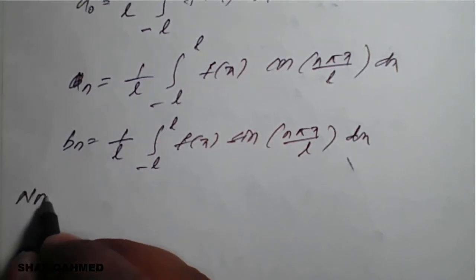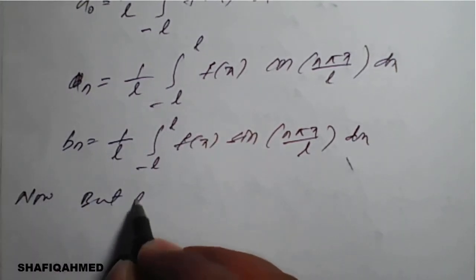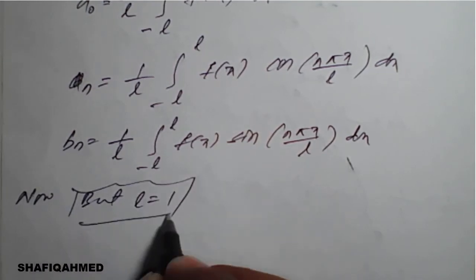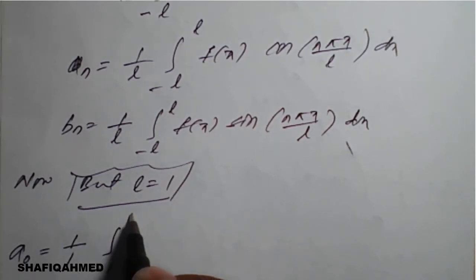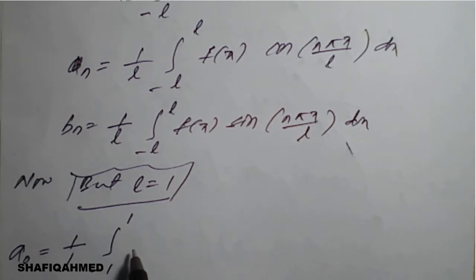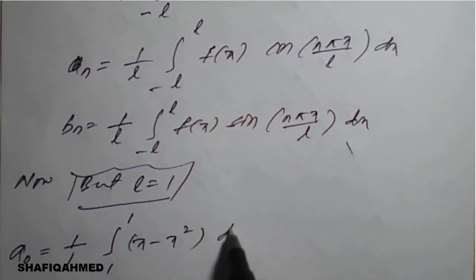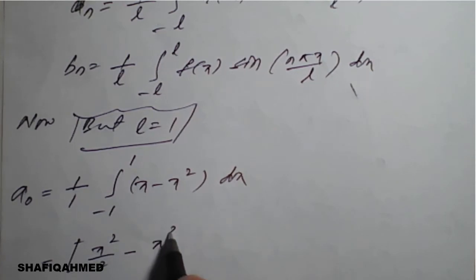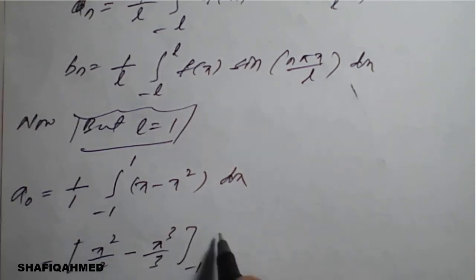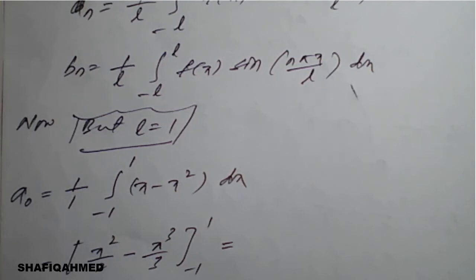First, the value of L is 1, remember this, and we'll apply it in all cases. So a naught will become 1 upon 1 integration minus 1 to plus 1 f of x, which is x minus x square into dx. So 1 upon 1 is 1, integration of x is x square by 2 minus integration of x square is x cube by 3, limit from minus 1 to plus 1.